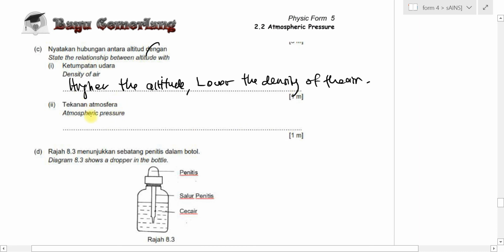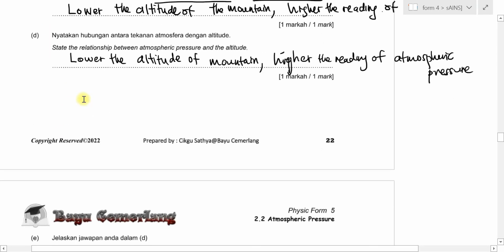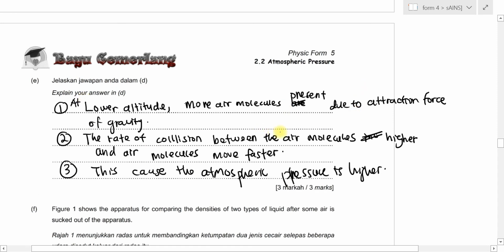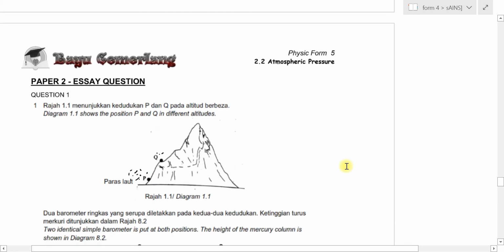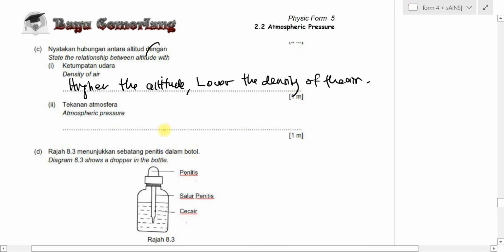Okay, atmospheric pressure. Actually, the lower the density of air, you also can do here. Just now I explained one: the lower the altitude, the more air molecules are pulled in due to the attraction force of gravity. So the density of air is higher. You can add this point here. Valuable points. And then atmospheric pressure: the higher the altitude, the lower the atmospheric pressure.